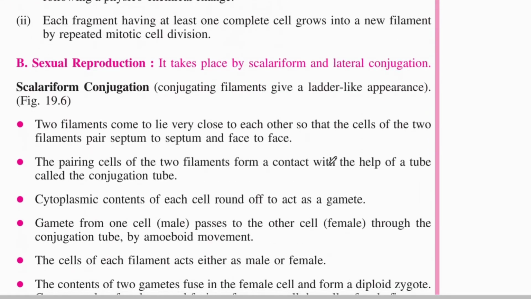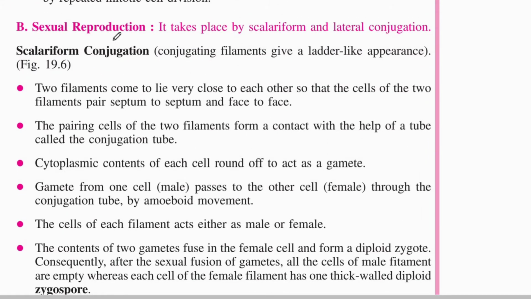Now we are moving to the methods of sexual reproduction in Spirogyra, and it takes place by a method called conjugation. There are two types of conjugation happening. One is called scalariform conjugation, and the second is called lateral conjugation. First we will discuss scalariform conjugation. In this, the method is conjugation only, but the conjugating filaments give a ladder-like appearance. That is how it got the name scalariform conjugation.